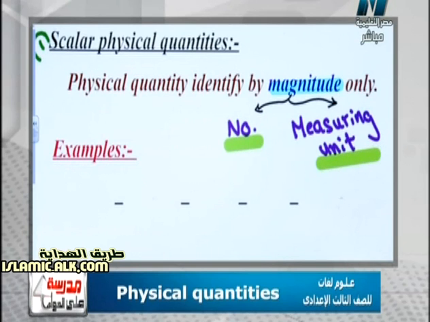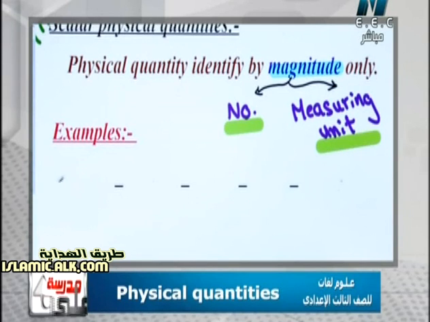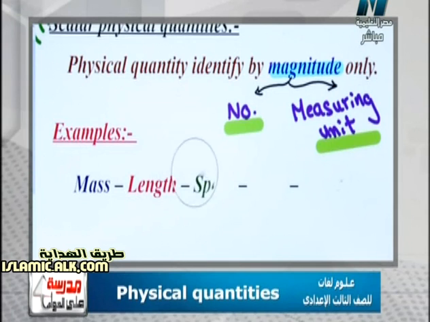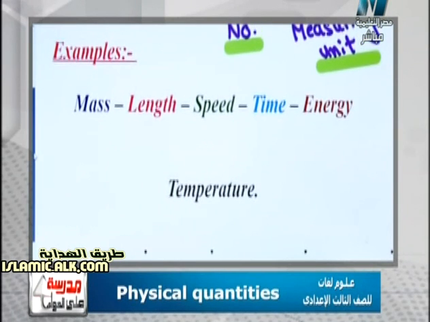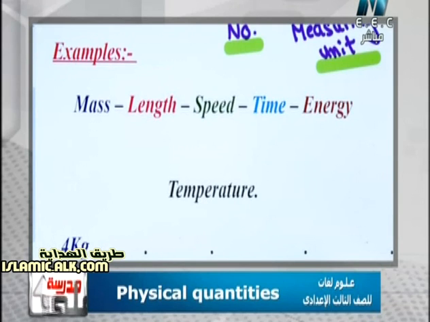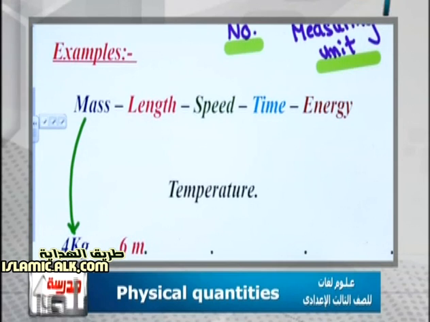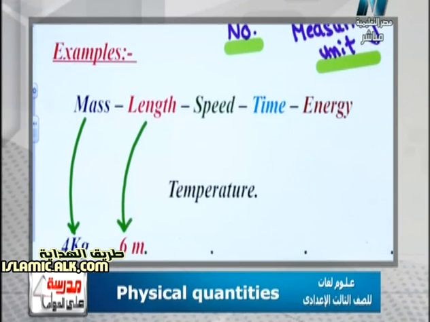Dear students, we have many examples: mass, length, speed, time, energy, and temperature. These are called scalar physical quantities. For example, how can we identify mass? If we say 4 kilograms, we talk about mass. If we have 6 meters, we talk about length or distance. If we have 7 meters per second, what do we talk about?